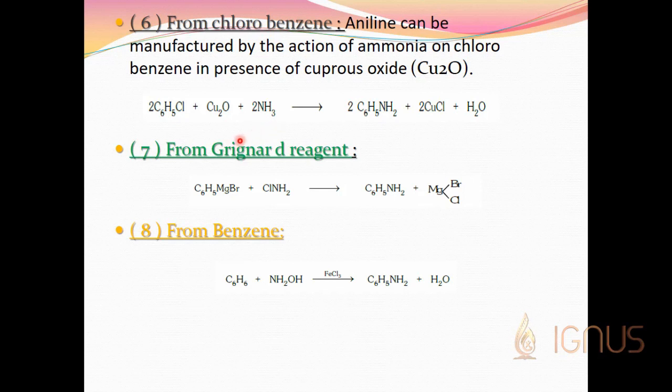Next, from Grignard reagent. Here, in the last place you used RMgX; in place of R you use the phenyl group. C6H5MgBr is treated with ClNH2, that means chloramine, to give C6H5NH2, that is aniline, with salt. Next, preparation from benzene. If we treat benzene with NH2OH, that is hydroxylamine, in the presence of FeCl3, we will get aniline as the product. Just remember how we can prepare aniline from chlorobenzene, Grignard reagent, and from benzene.